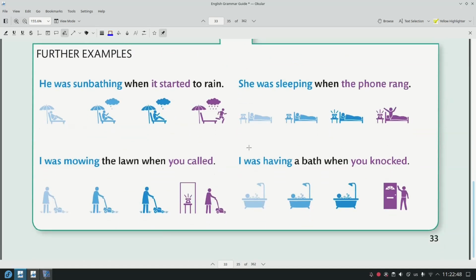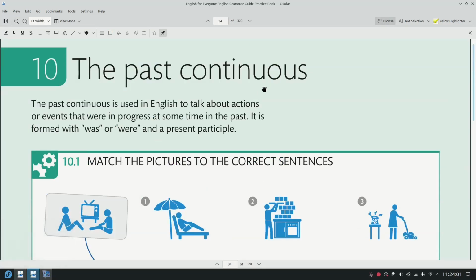Further examples. He was sunbathing when it started to rain. She was sleeping when the phone rang. I was mowing the lawn when you called. I was having a bath when you knocked. Let's practice a little bit.